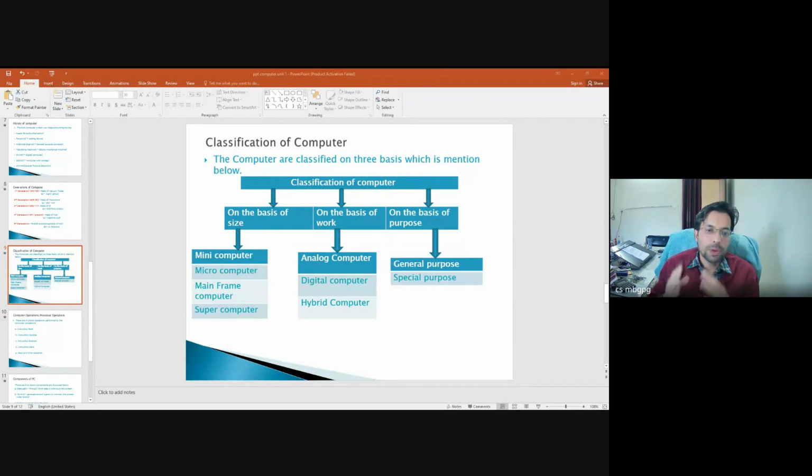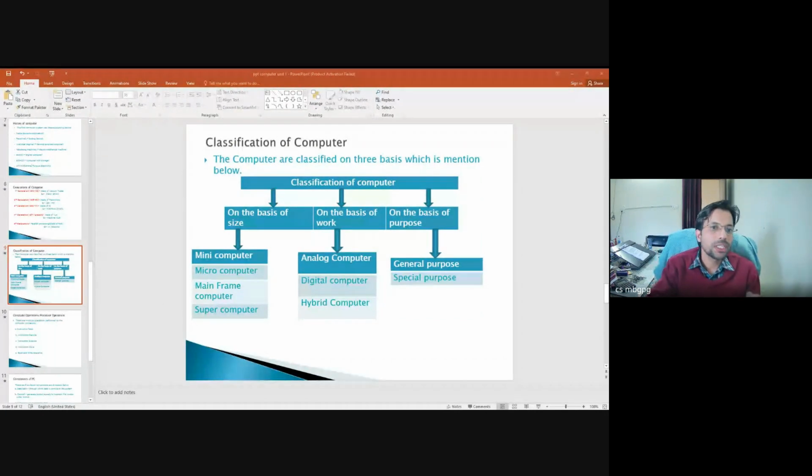So on the basis of purpose, we have divided the computer systems into two categories. First is special purpose computer systems, which are designed to perform a special type of task. Another type according to purpose is general purpose computer systems, which can perform a number of different tasks at the same time, or simultaneously.